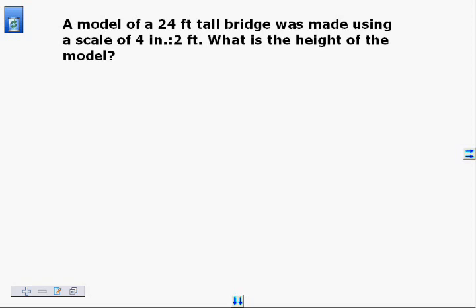Okay, so the model was 24 feet tall and it was made using a scale of 4 inches to 2 feet. So I'm going to take that scale and convert it with the conversion factor, which I found on the formula chart. 4 inches to 2 feet multiplied by 1 foot to 12 inches. I put the feet across from the feet intentionally so that way I can get rid of it. I leave the inches because that was the whole point in multiplying by the conversion factor. 4 times 1 is 4 inches. 2 times 12 is 24 inches.